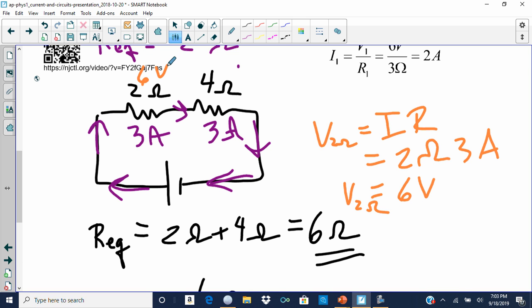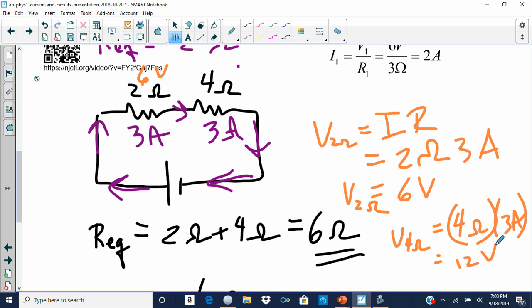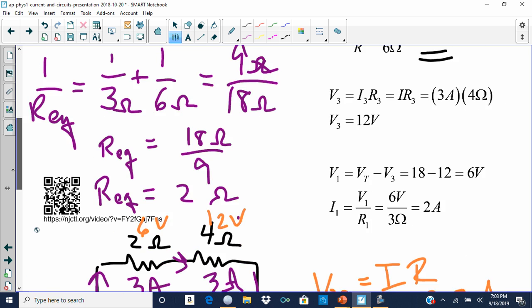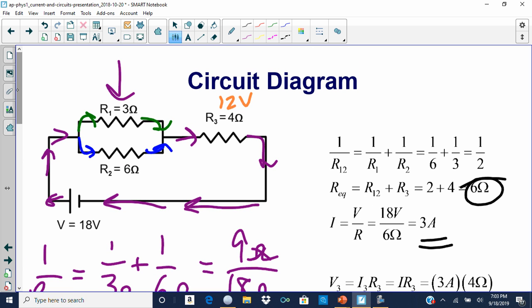For the other one, V for the 4 ohm resistor is going to be 4 ohms times 3 amps, and that's going to give me 12 volts. So this is 12 volts here. Now you can see that this is going to be 12 volts, and that both of these are going to have a voltage of 6 volts. 6 volts here, 6 volts here.